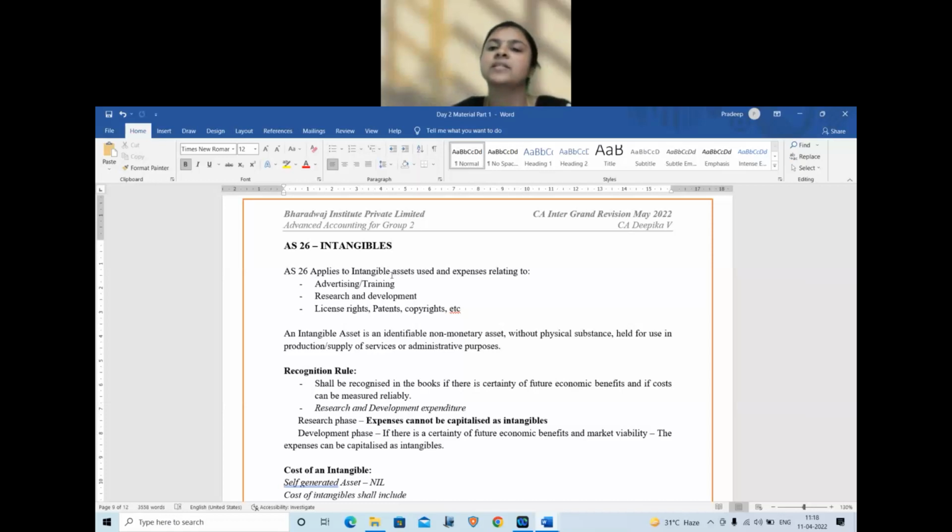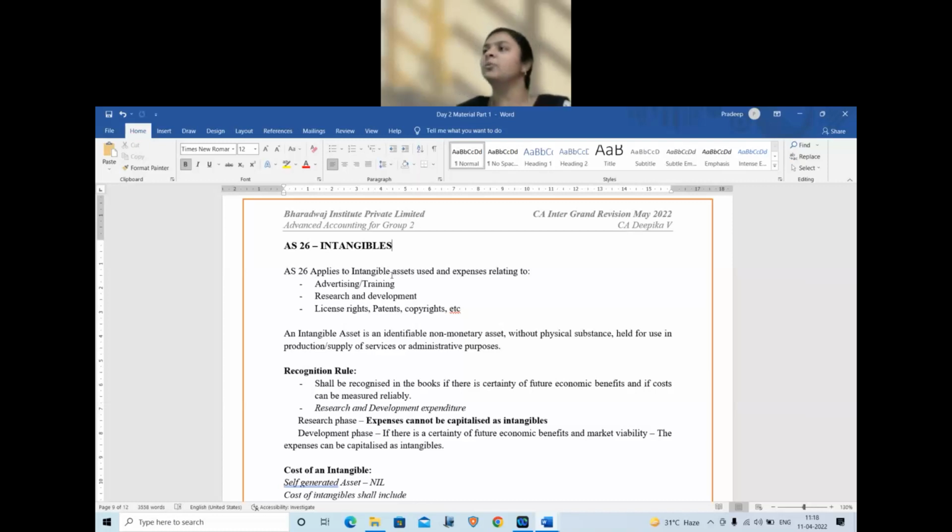So what is AS 26 going to cover? Expenses pertaining to deferred revenue like advertisement, training expenses, research and development expenses, licensing, patents, copyrights, such expenses are going to be covered. So here we are going to see what is an intangible, recognition, how to measure the intangible, and how to record the same in the books of accounts in future periods, carrying cost, etc., and what will be the disclosure. So this is a complete standard which speaks right from recognition, measurement, presentation and disclosure with respect to intangibles.